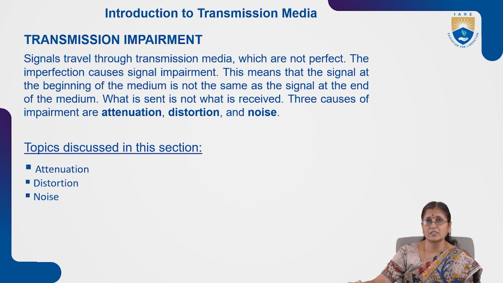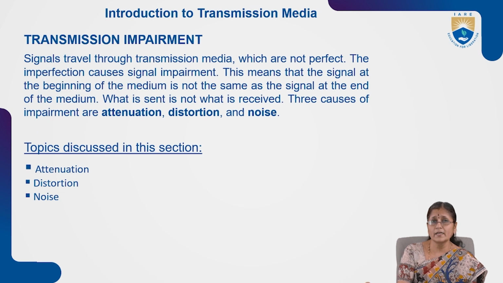So what are those impairments? Let us learn. Whatever we send is not received properly. There are three causes of impairment. Impairment means imperfection. What is the imperfection? Attenuation, distortion, and noise. When the signal is transmitted through a medium, it may get attenuated, or it may get distorted, or because of noise, it may not reach the destination properly. So let us understand what distortion, attenuation, and noise are.